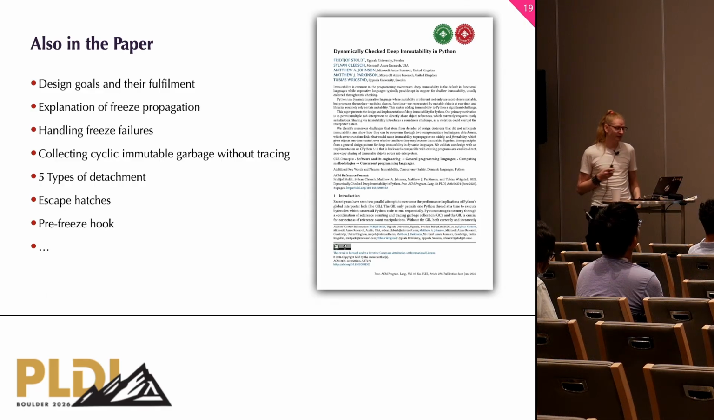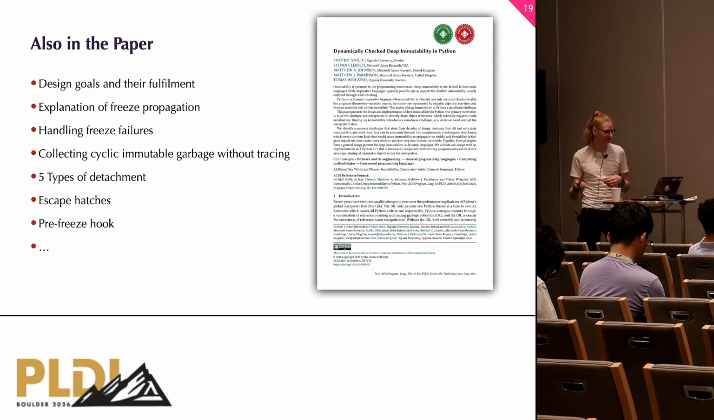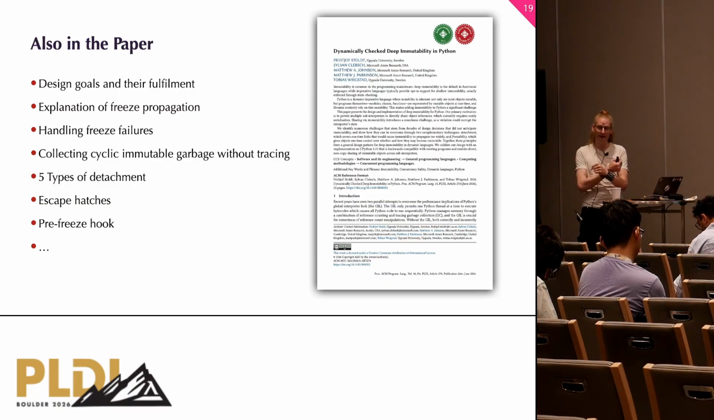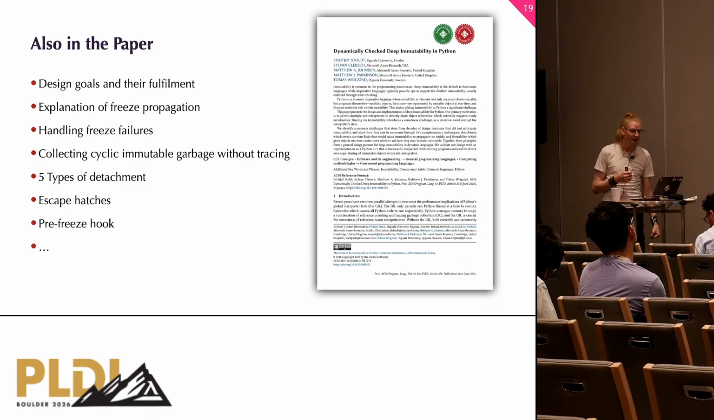Yes, in the paper you will find a lot more details about this and external things. So there is a discussion about design goals and how we fulfill them, an explanation of how freeze propagation works. As part of this, we also needed to handle freeze failure. So how do we undo this and surface it to the user? We also needed to implement a way to collect immutable garbage without tracing.